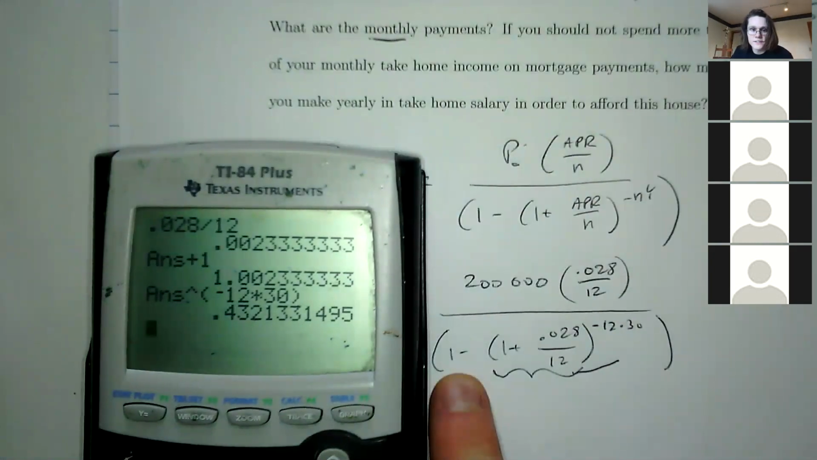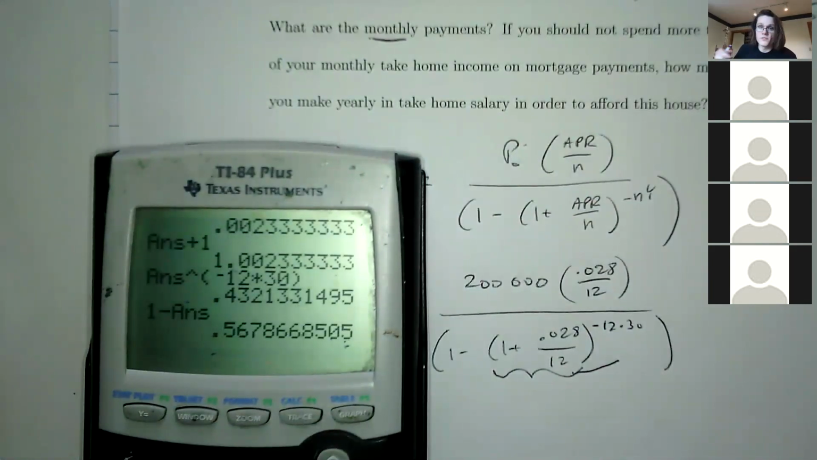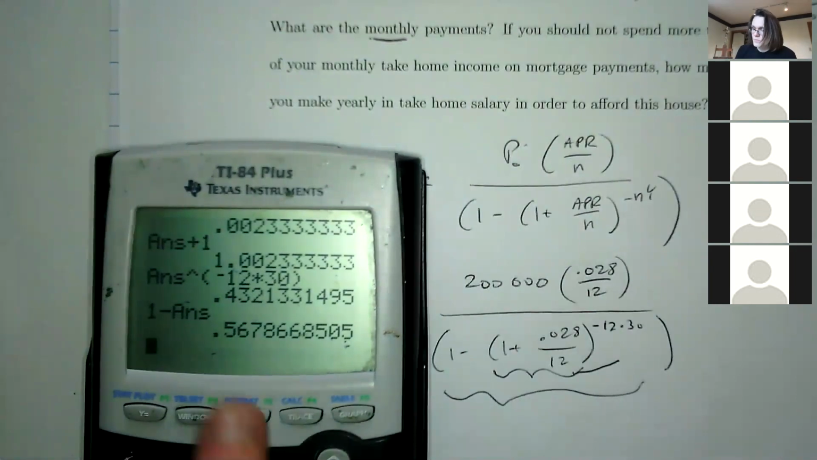And now I subtract it from one. So I'll do one minus, and like we talked about last time, I'll use the second answer or second minus sign to get the answer from the previous line. So this whole thing here is 0.5678, which is kind of fun. And now I just need to divide the numerator by 0.5678.